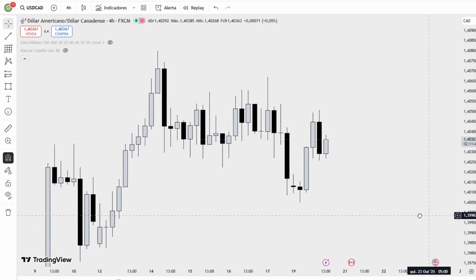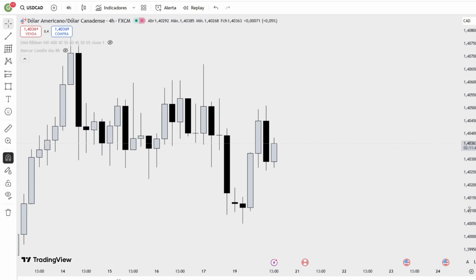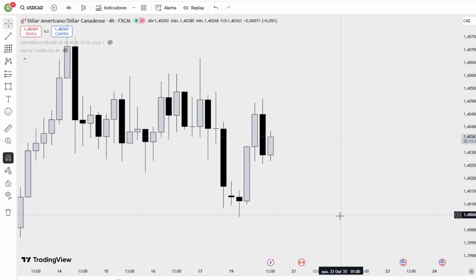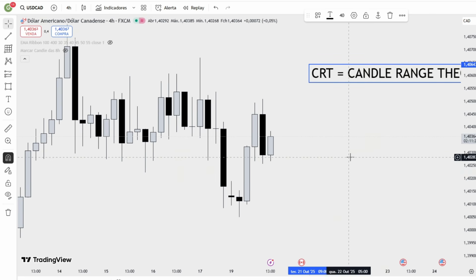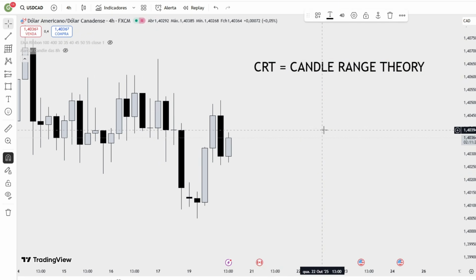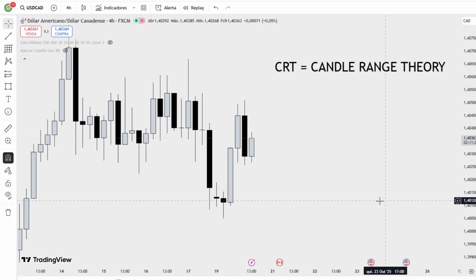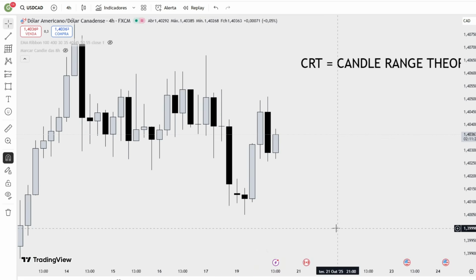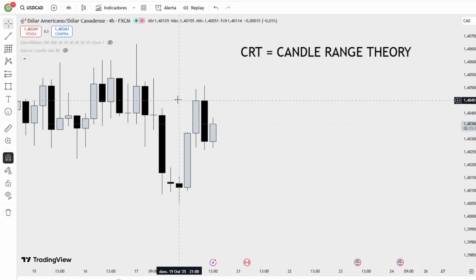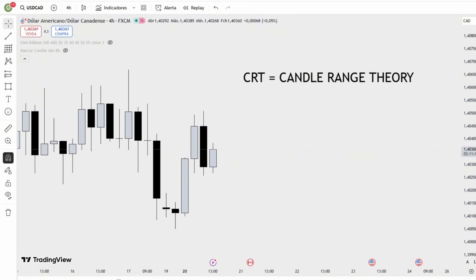So now I'm gonna teach you what is CRT and how you can trade it. The CRT first thing is Candle Range Theory. This means CRT, right? And what does Candle Range Theory mean? It means that every candle in the market is a range, and we're going to operate this range.